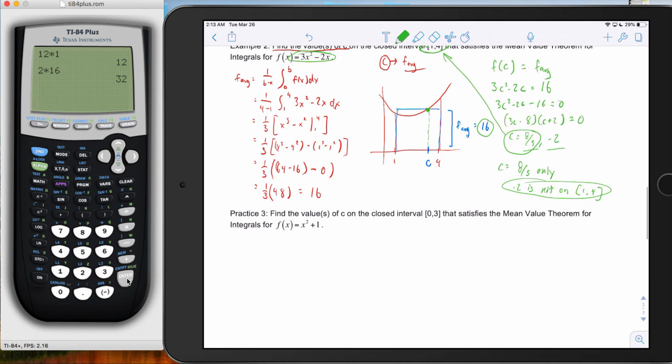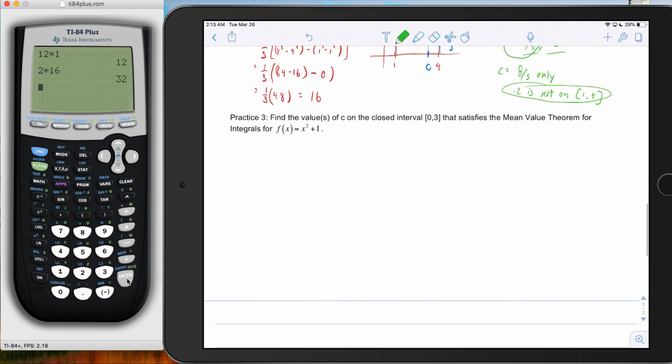Okay, so why don't you practice 3 on your own, and the solutions are on Canvas. I want you to try this on your own and then check your work on Canvas.